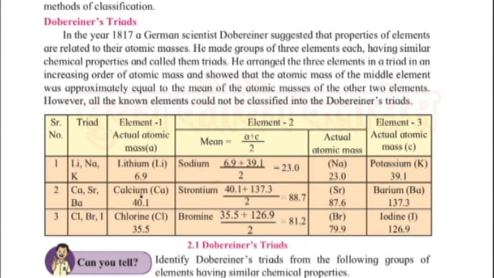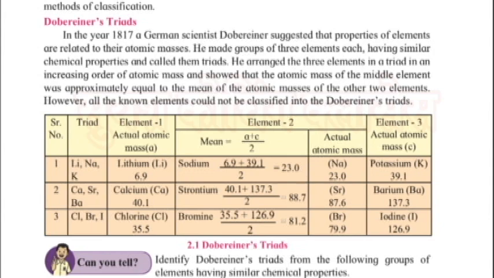So one homework is given for you in the Can You Tell session. Identify the Dobereiner's triads from the following groups of elements having similar chemical properties. So what you have to do is find which of these follow Dobereiner's rule, or which are Dobereiner's triads. How will you do it? You will add the atomic masses of magnesium and strontium and then divide by 2, and you have to see if the number is near about the atomic mass of the middle element, calcium, or not.